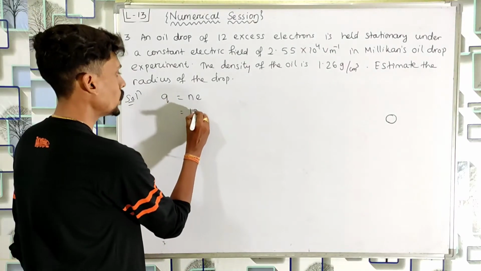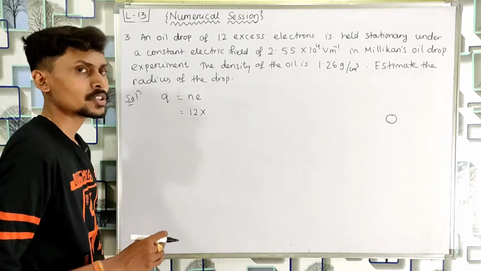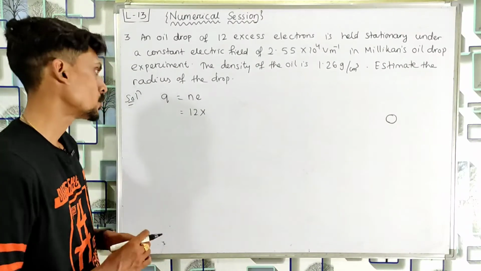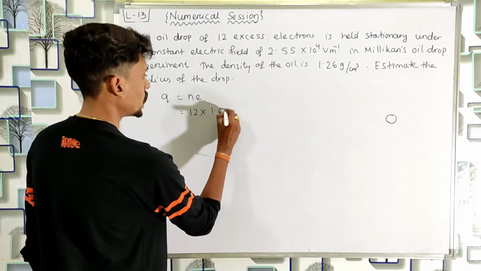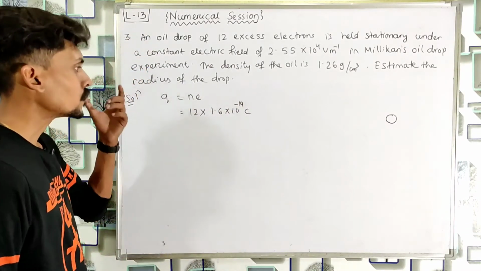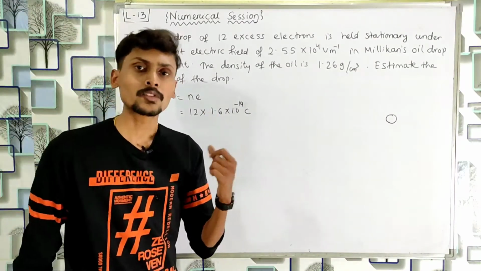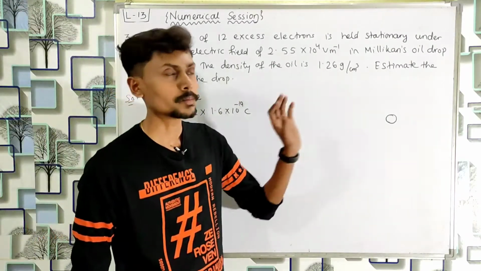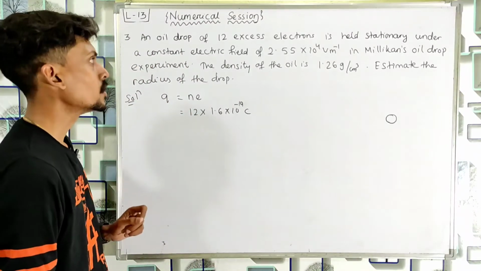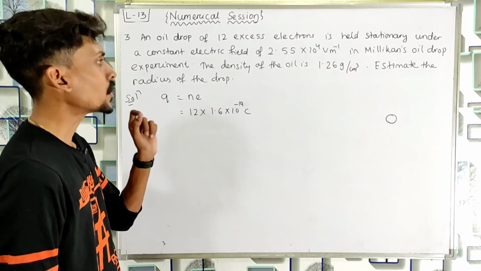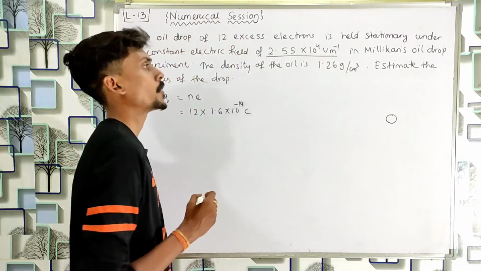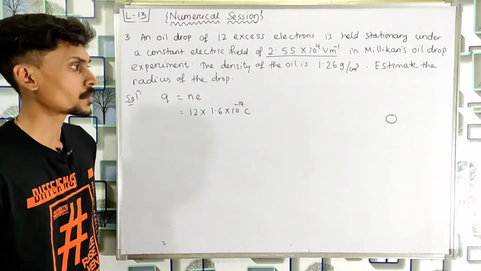So n is 12, and what is e? e is the charge of electron, but I'll write only the magnitude of the charge. So 12 into 1.6 into 10 to the power minus 19 coulomb. So this is the magnitude of charge carried by this oil drop. And this oil drop is held stationary under the constant electric field whose value is 2.55 into 10 to the power 4 volt per meter.